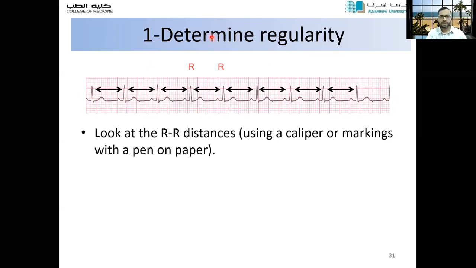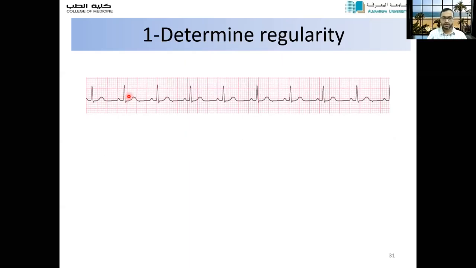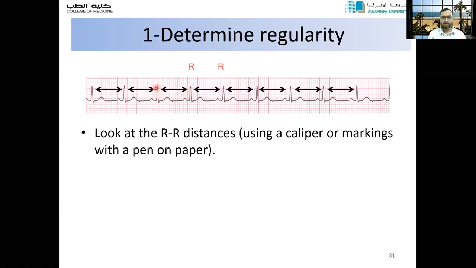In determining the regularity, we are checking the distance between R and R, one R wave to another R. Here the R wave shows you a QRS, the ventricular depolarization. So from one ventricular depolarization to the next one, you are measuring the distance. Why are we selecting R? Why not P? Why not T? You may ask this, but it's just easier, because the R wave is the most prominent wave in the ECG. That's why we are picking it, and it is easy to measure.